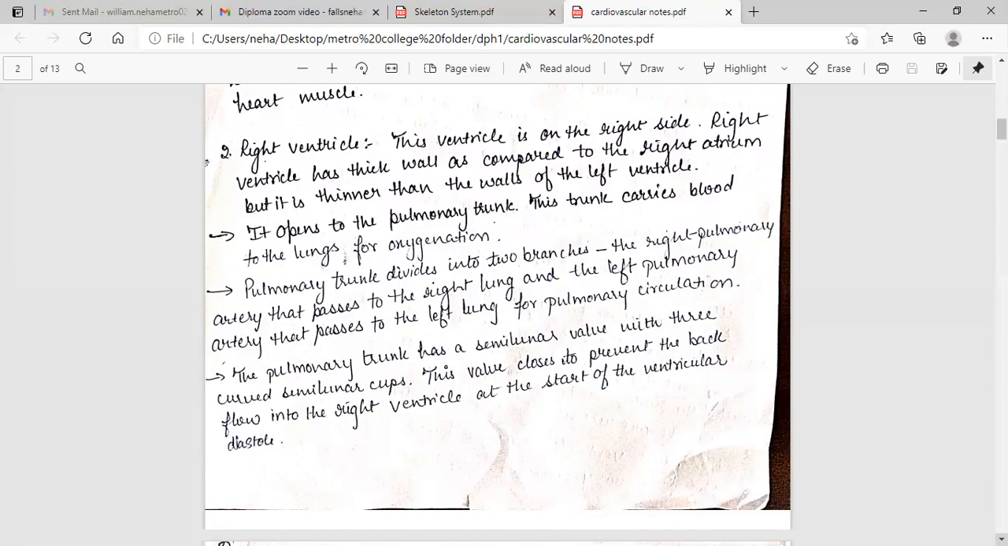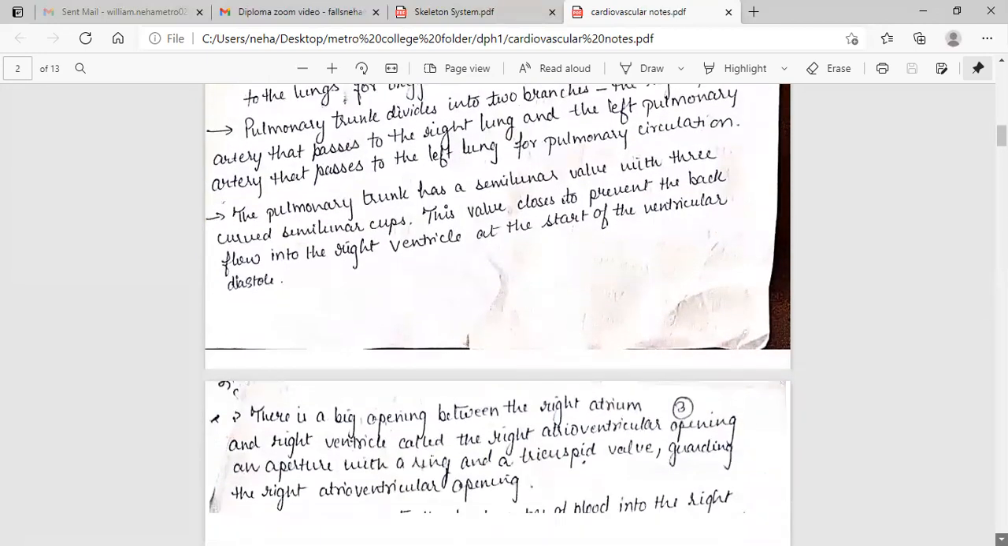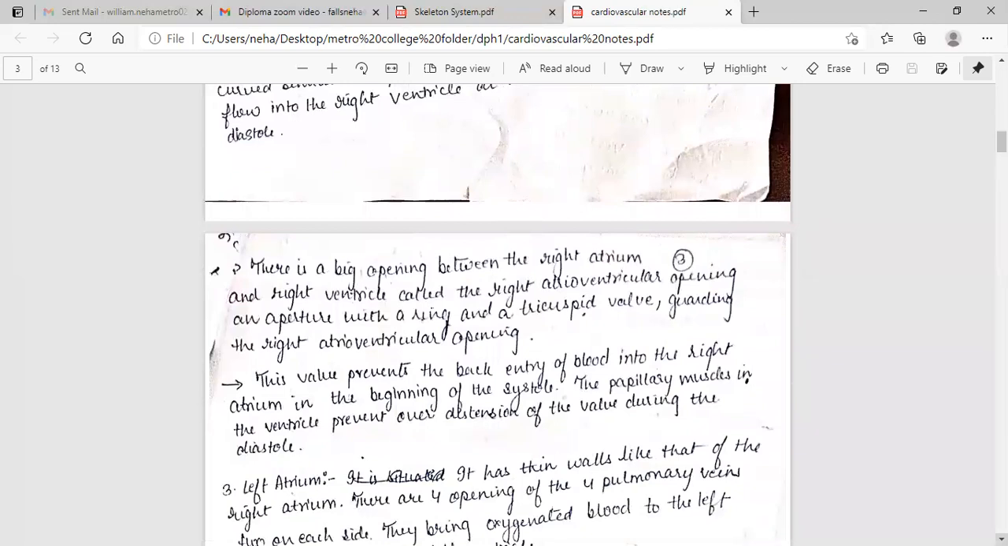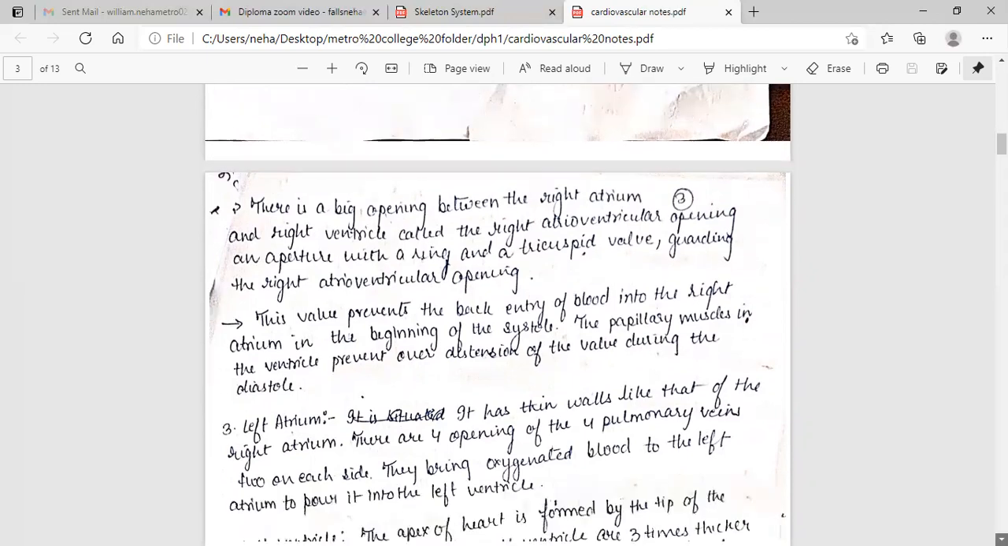The pulmonary trunk has a semilunar valve with three curved semilunar cusps. This valve closes to prevent the backflow into the right ventricle at the start of the ventricular diastole. There is a big opening between the right atrium and right ventricle called the right atrioventricular opening, an aperture with a ring and a tricuspid valve guarding it. This valve prevents the back entry of blood into the right atrium in the beginning of the systole. The papillary muscles in the ventricle prevent overdistension of the valve during the diastole.